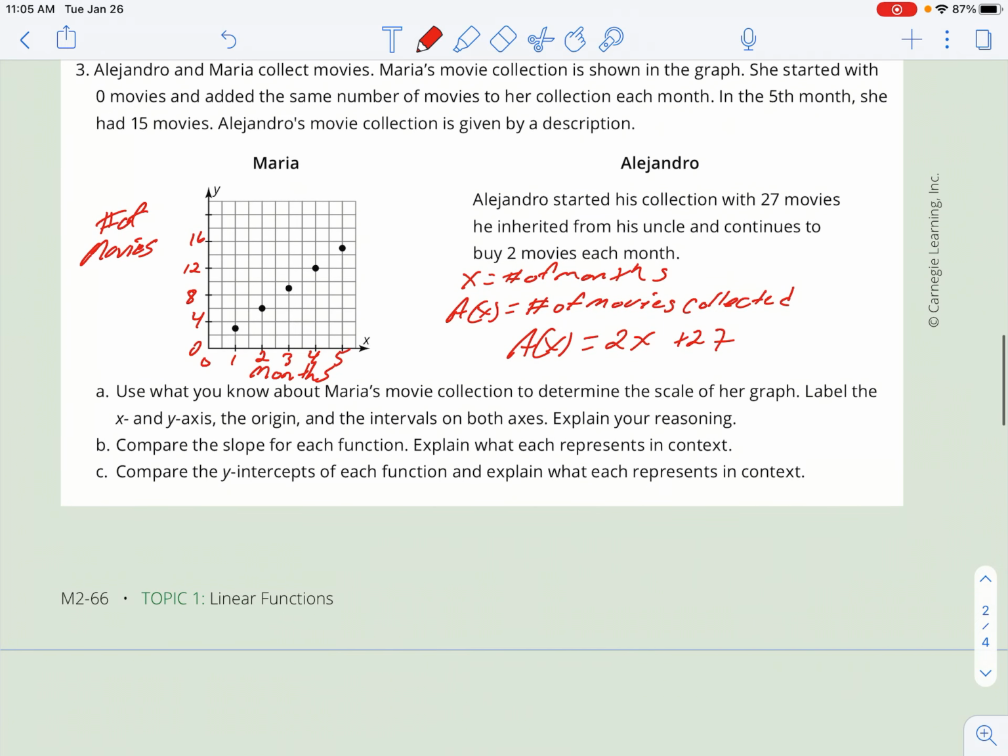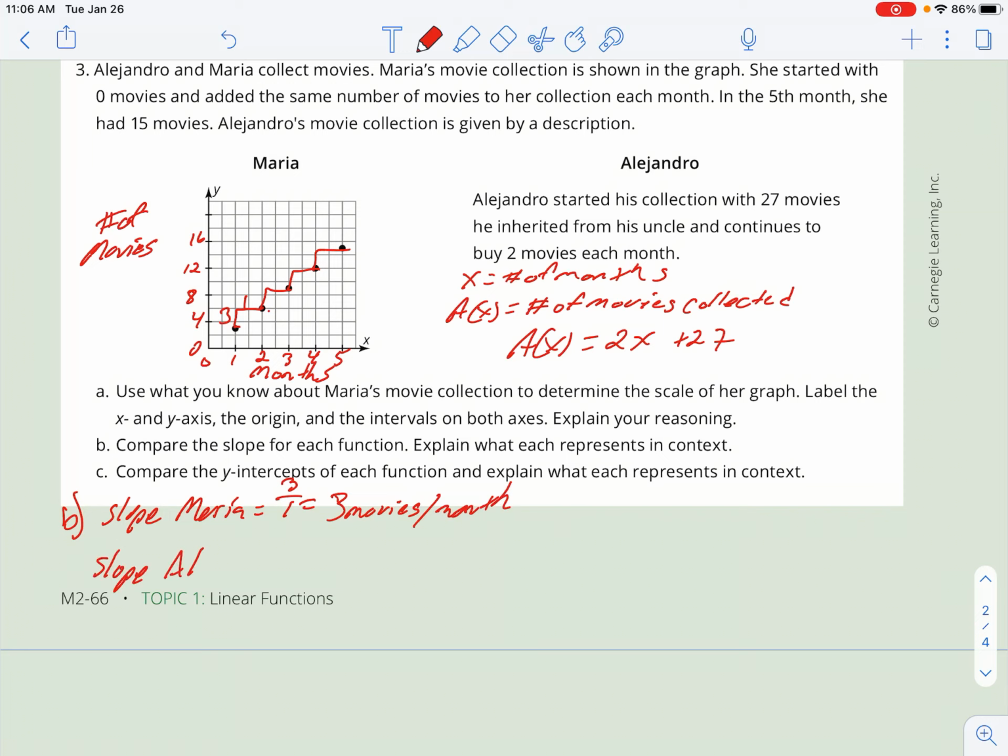Now compare the slope for each one. So down here, I'll do part B, the slope for Maria. Show me that staircase. How are you moving from one to the other? As I'm looking at it, make sure you count carefully. I'm down here at 3, and then I'm up there at 6. So it looks like I'm going up 3 and then over 1. And make sure that up 3 and over 1 continues to happen, and it does. So what that says is 3 movies per month she adds to her collection.